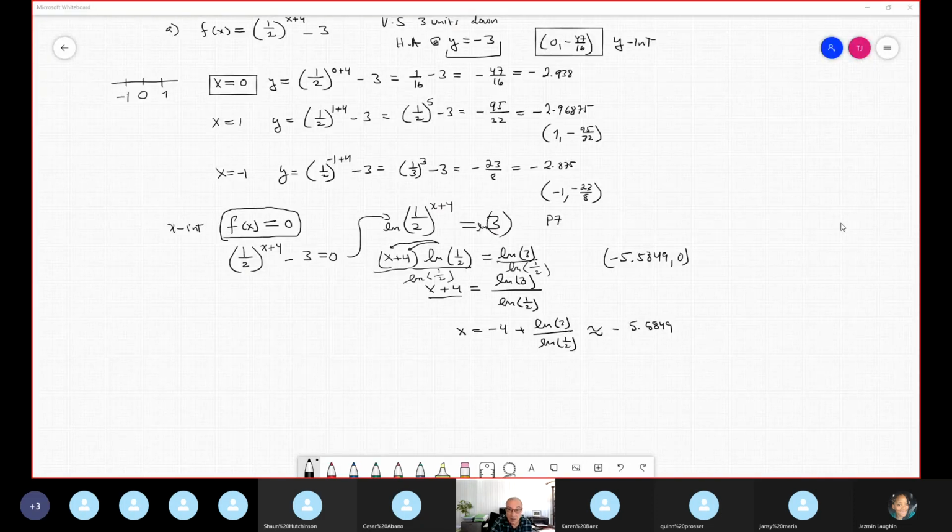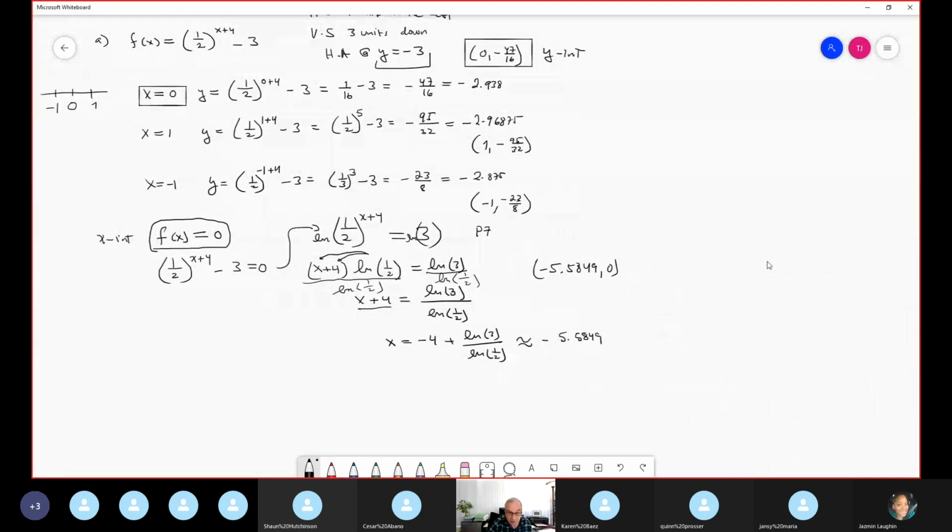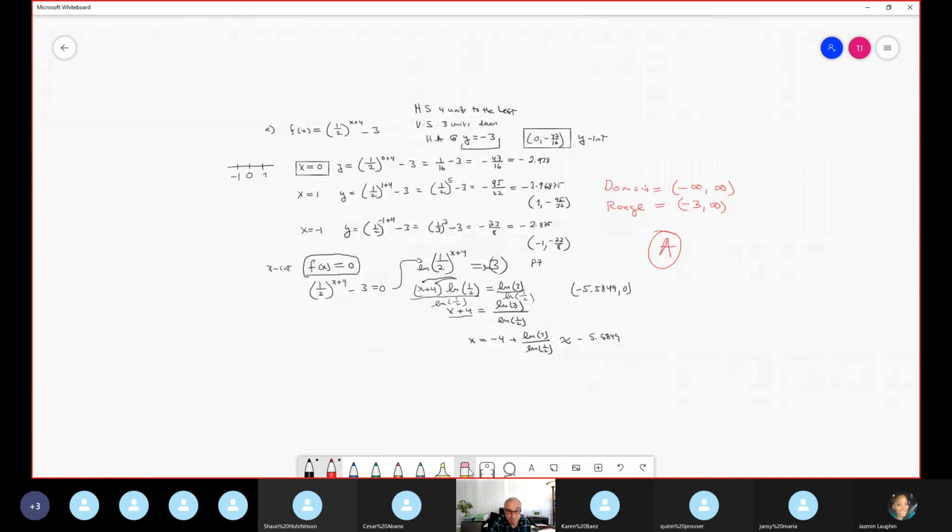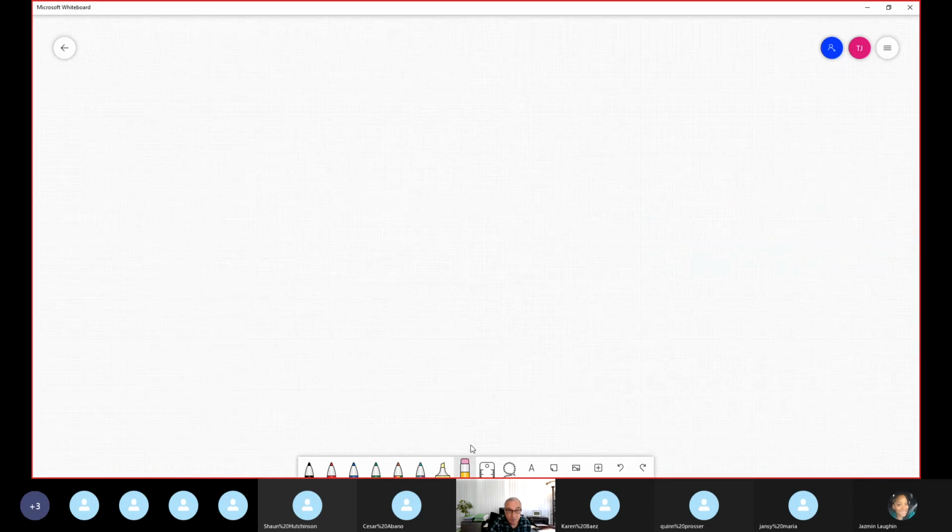Whiteboard. Okay, so the last part is the domain. It was all real numbers. And the range was from -3 to infinity. So I suppose that is option A in the options we have in the handout, the study guide. Everything clear?